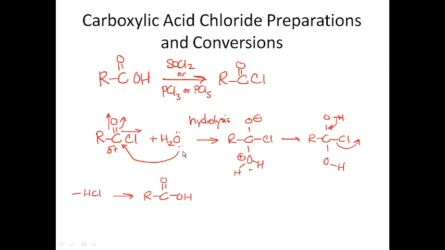If you had base, the base would immediately attack the carbonyl. If you had acid, you could make the argument that the acid would protonate the carbonyl, then the water attack. It's all the same mechanism, just different variations of it. So when you take an acid chloride and it comes in contact with water, it forms HCl and it gets hydrolyzed back to the carboxylic acid.